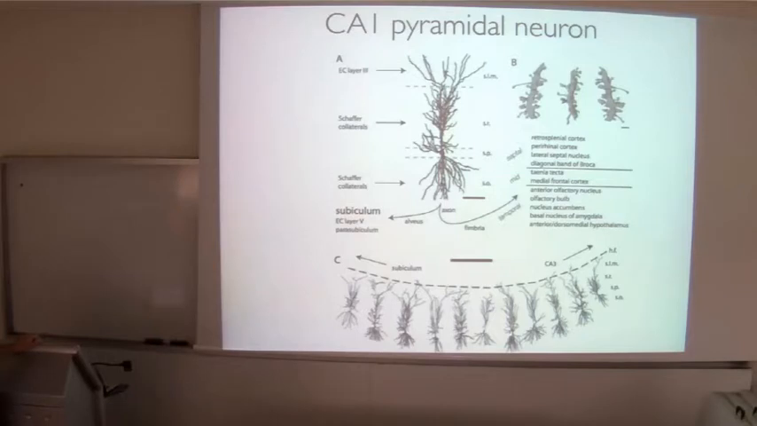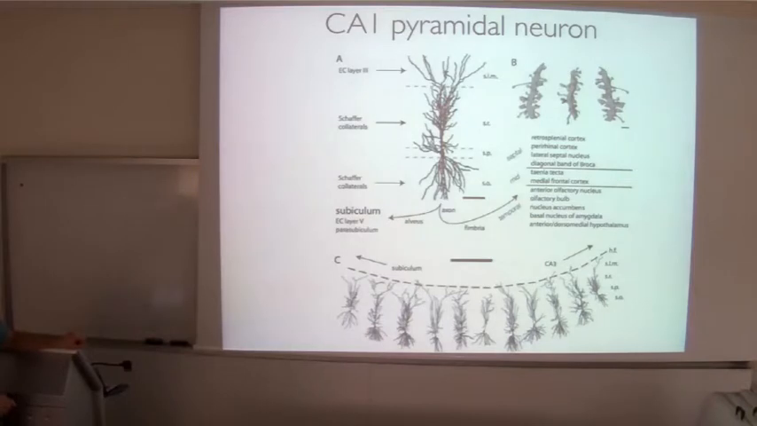Okay, and the king of the hippocampus is the CA1 pyramidal neuron, which, as I told you, gets input from the Schaffer collaterals from CA3 pyramidal neurons. The tip of the dendrite gets input from the entorhinal cortex, and it sends output to the subiculum and also to the fimbria. We'll talk about it in a second.